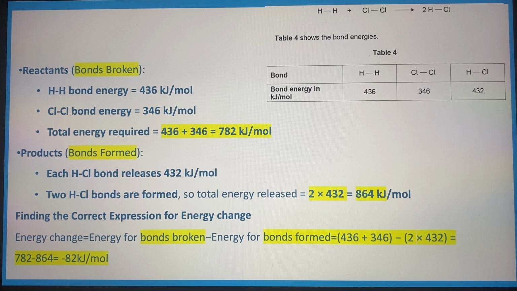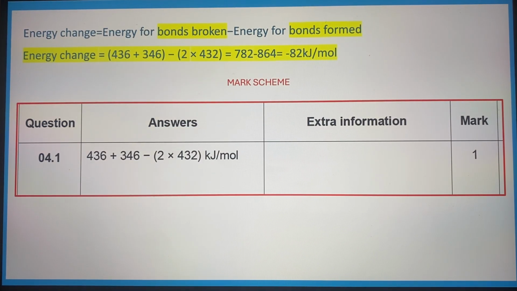Therefore, energy change equals 436 plus 346 minus 2 times 432 equals negative 82 kilojoules per mole. It is negative, which indicates an exothermic reaction. Thus, the correct answer is 436 plus 346 minus 2 times 432 kilojoules per mole, which correctly follows the bond energy calculation method and aligns with the marking scheme.